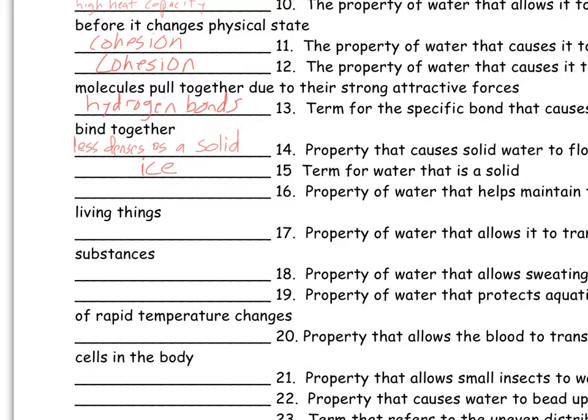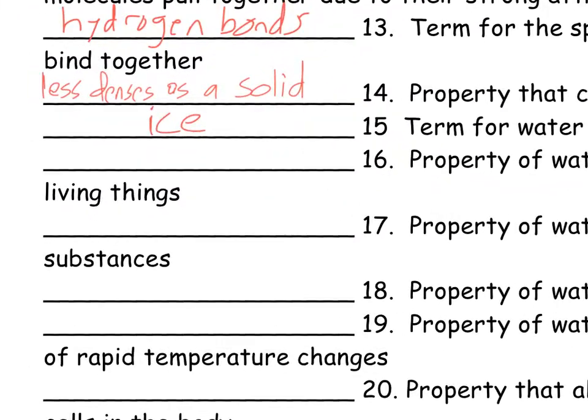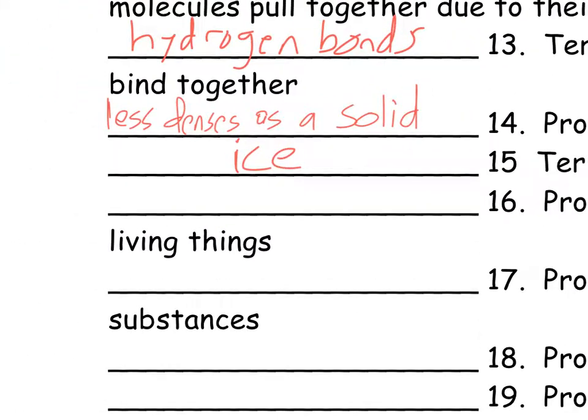All right, 16. Property of water that helps it maintain body temperature for living things. That's heat capacity, high heat capacity. That's why your body temperature doesn't really change even if it's hot or cold outside. All the water in your body helps maintain that constant temperature.